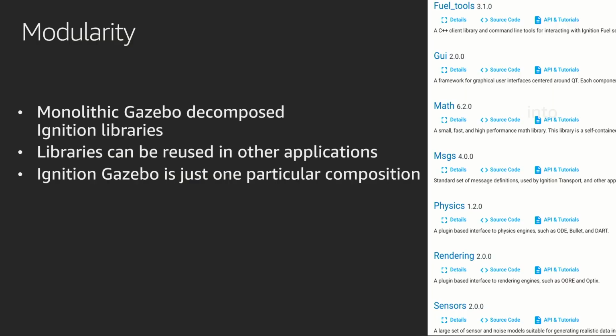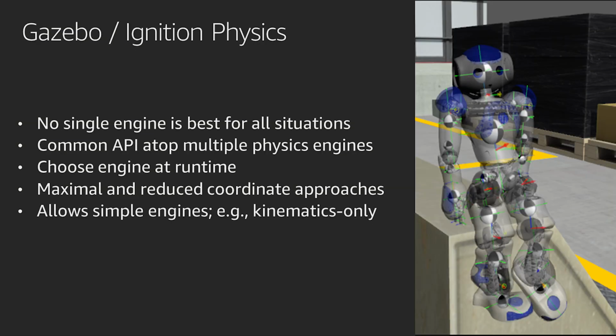Ignition Gazebo is also more modular than previous versions of Gazebo. Basically what we did is we took the monolithic Gazebo library and decomposed it into Ignition libraries. These libraries can be reused in other applications. Ignition Gazebo is just one particular composition. Let's talk about physics in Ignition and Gazebo. What we found is that no single physics engine is best for all situations. So what we've done is created a common API atop all physics engines. This allows you to pick which one is going to be best for your application. And you can choose this physics engine at runtime.